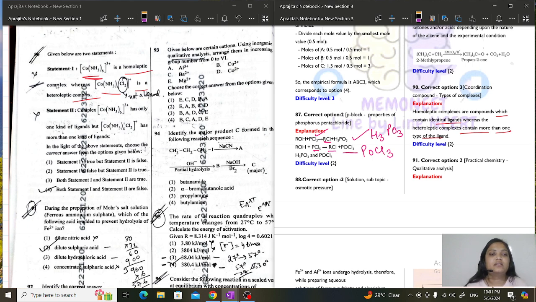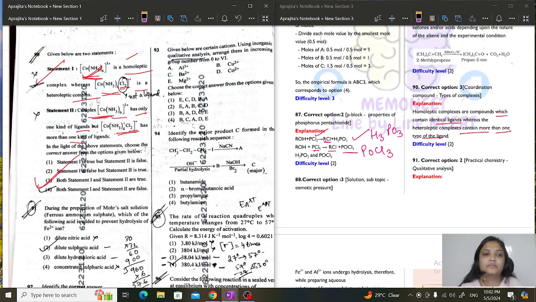So yes, this one is having ammonia. Here it is chlorine also. So this is correct. This is homoleptic. This is heteroleptic. So yeah, this is also a true statement, that this has only one kind of ligand, but this one has more than one kind because we are having ammonia as well as chlorine. So both the statements are true. Option 3 is the answer.